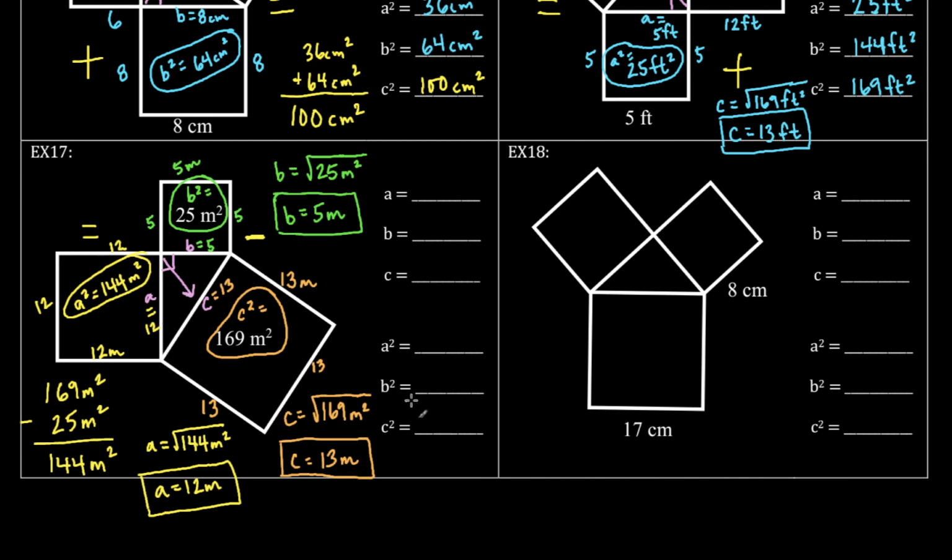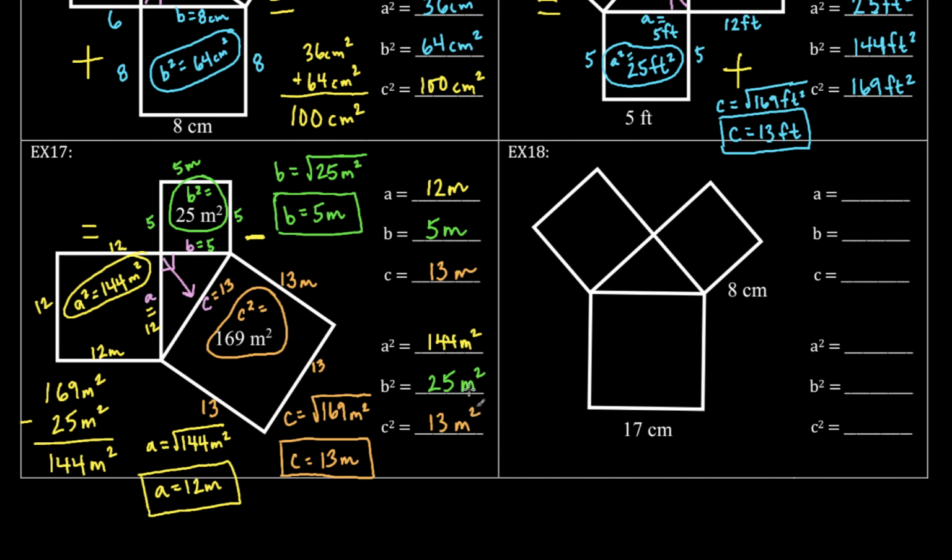So let's label these, and then we'll casually go through this one. So A, we found out A was 12 meters, and A squared was 144 meters squared. B was 5 meters. B squared was 25 meters squared. And lastly, we had C, which is 13 meters. So C squared was 169 meters squared.